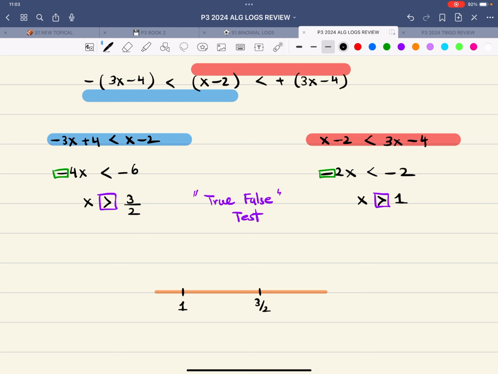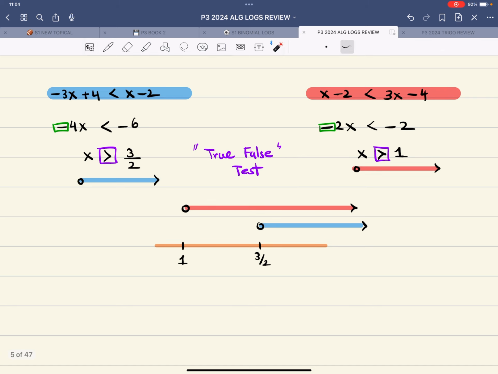And now the inequality, the blue inequality, let me highlight this. So the blue inequality is x is greater than 3 over 2, and the red inequality is x is greater than 1. So therefore x is greater than 1, it's going like this. And this is the blue inequality, it's going like this. So that is the line, just a circle. A circle is over here, a circle is over here, and the arrowheads are moving in the same direction.